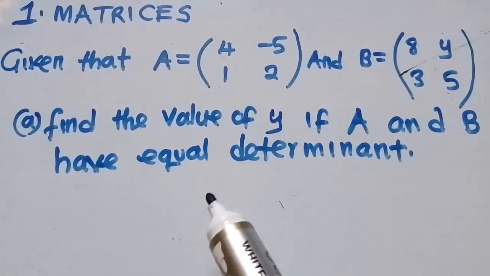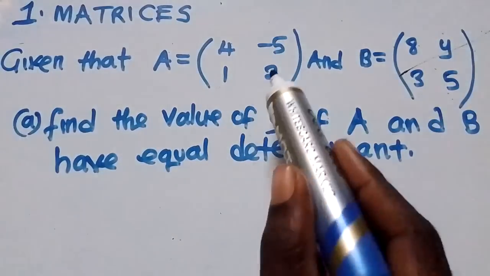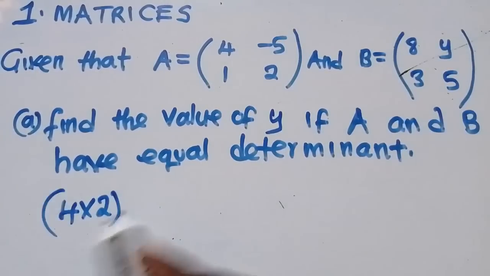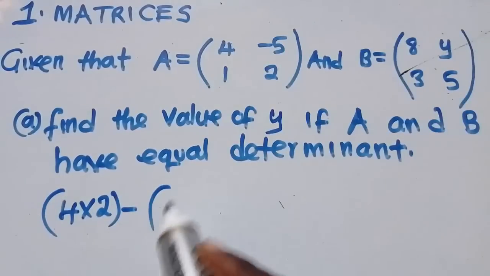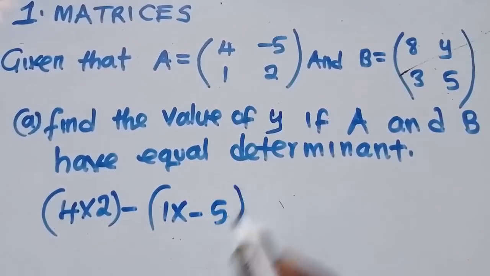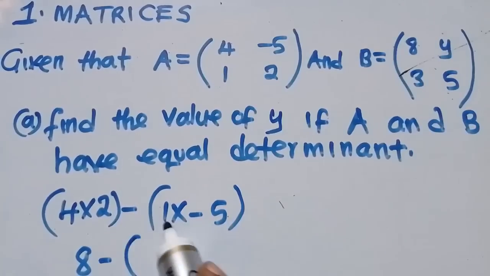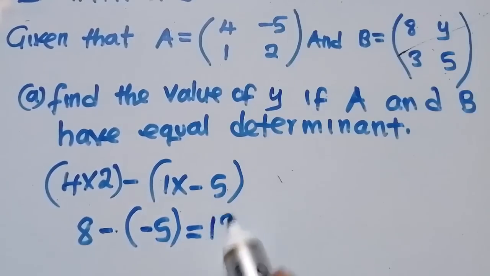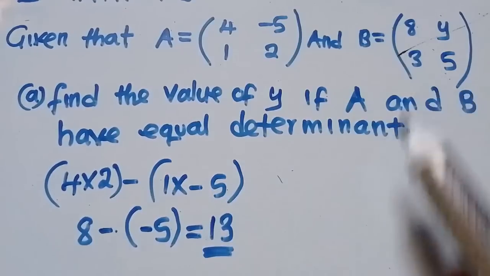So let's find the determinant of that one. You say major diagonal, 4 times 2 minus 1 times negative 5, which is the minor diagonal. So this is 8 minus negative 5, and here you add, you are going to get 13 as your answer. This is your determinant. This is how you find the determinant.